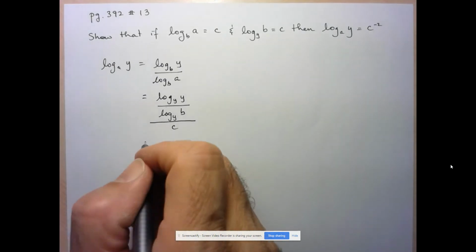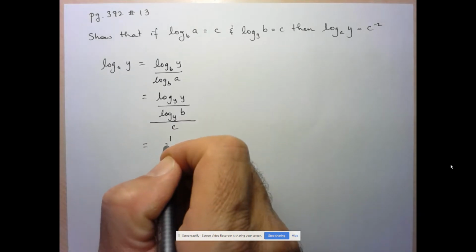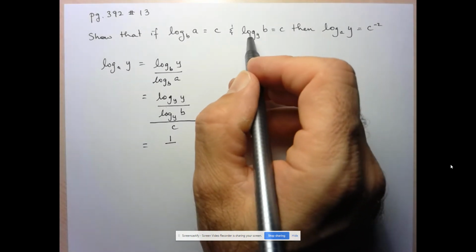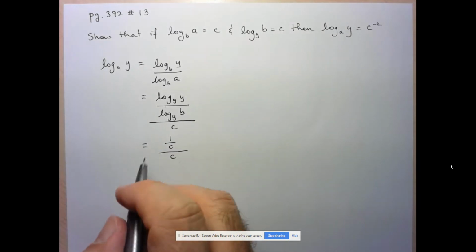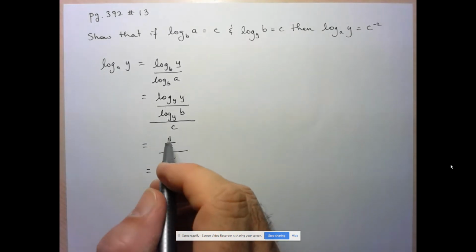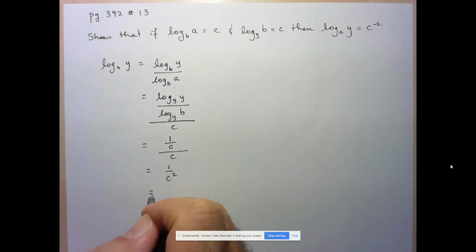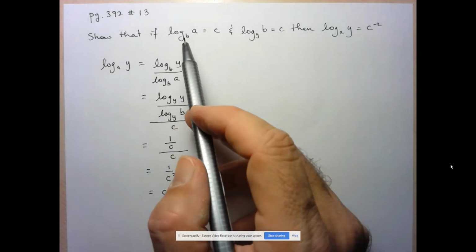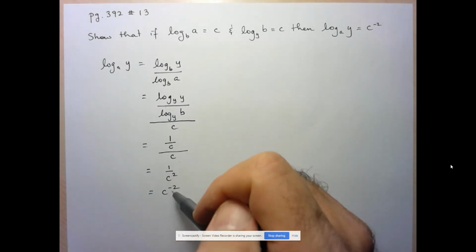Again, I see lots of nice things here, because log base y of y is just equal to 1. Log base y of b is exactly that other piece of information that I was given. That's equal to c. And then, of course, c in the denominator. And this is exactly where we want to get to, because 1 over c divided by c is just 1 over c squared, which is c to the negative 2. So by using the change of base formula, in this case using it twice because I needed to use information with two different base logarithms, I got to where I needed to get to.